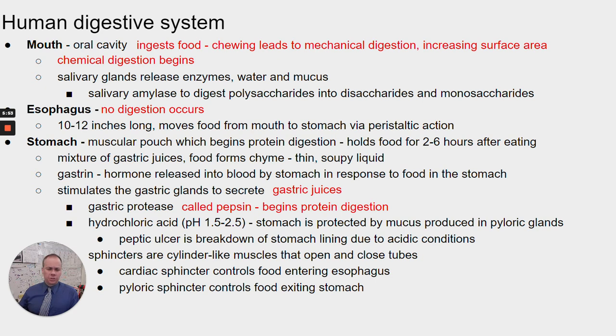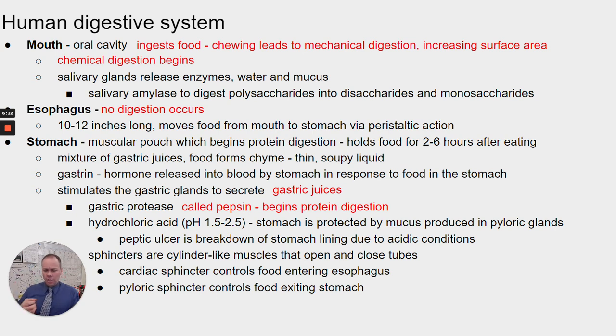These gastric juices, as we call them, are breaking down the food. The acidity is helping to break down the food. And at the ends of the stomach, in the top and the bottom, are these muscles that can open and close. They're called sphincter muscles. And they control when food enters the stomach and also when it leaves.